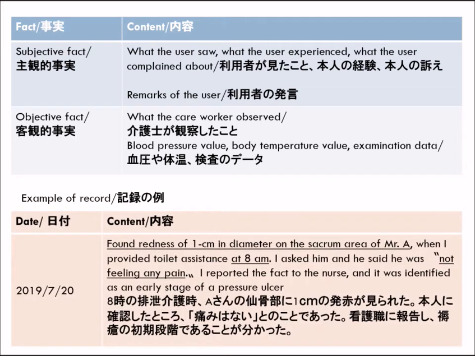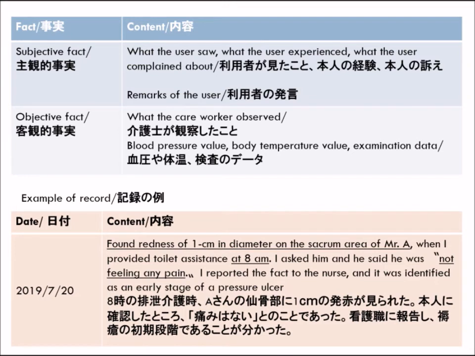Example of record. 2019, January 20. Found redness of 1 cm in diameter on the sacrum area of Mr. A when I provide toilet assistance at 8 a.m. I asked him and he said he was not feeling any pain. I report the fact to the nurse, and it was identified as an early stage of a pressure ulcer.